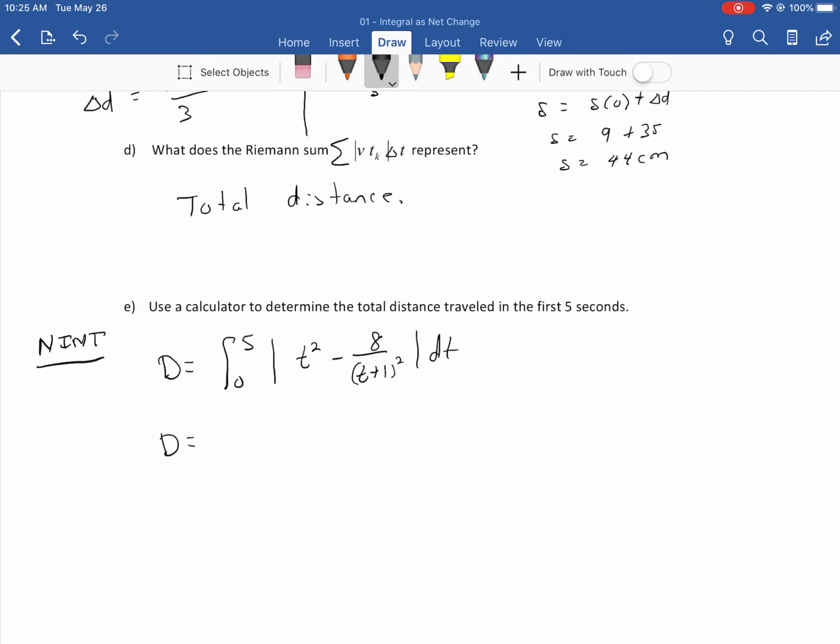You type that all in, I think you get 12265 over 288. Try that out and see if you get that answer. Comes out to 42.6. What are we working in here? Centimeters. Okay, so try that out in your calculator. We want to be able to use the technology, so figure out how that all goes.